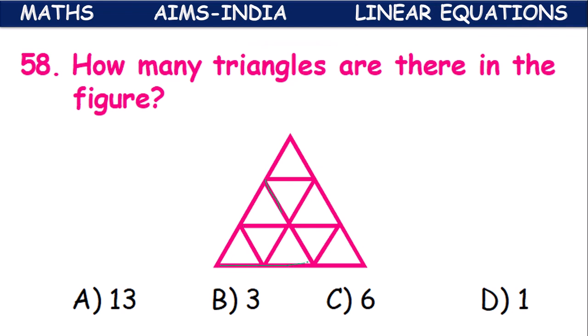if you take this one, children, this will be a triangle, this will be a triangle. In the same manner, if you take this one, this will be a triangle, this will be a triangle. If you take this one, this will be a triangle. So 10 plus 3, 13. So altogether we can have 13 triangles.